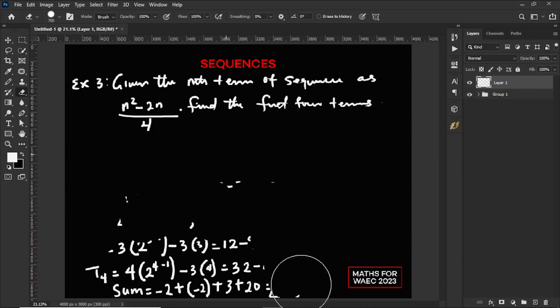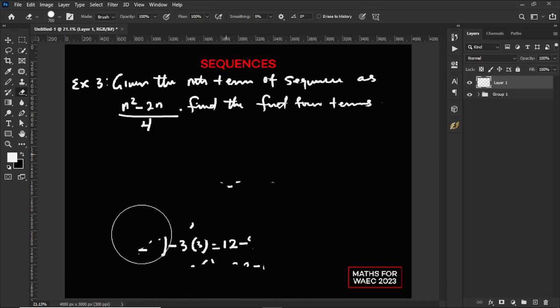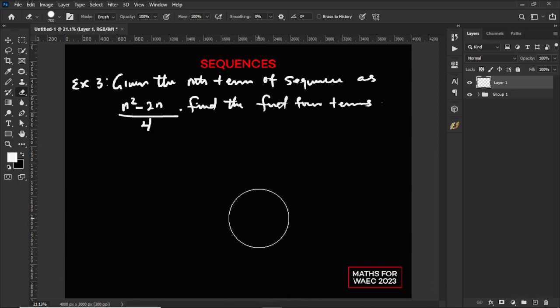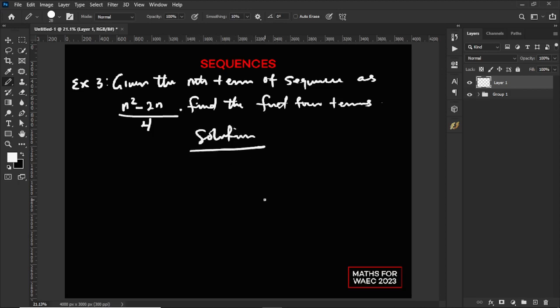So the question we have on the screen states that n square minus 2n over 4 is the nth term of a particular sequence. Then, if this is the nth term of that sequence, find the first four terms. It's not different from what we have been doing before, and I want you to practice it now. You have just 2 minutes to get that done. Your time starts now.